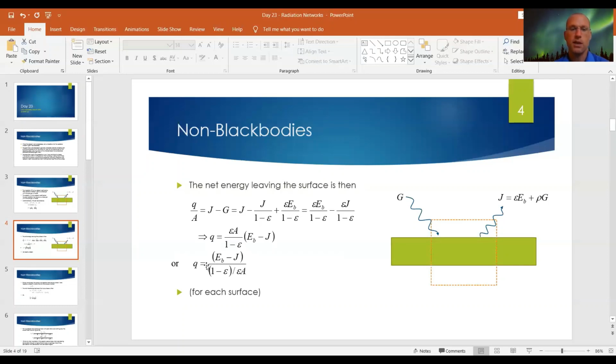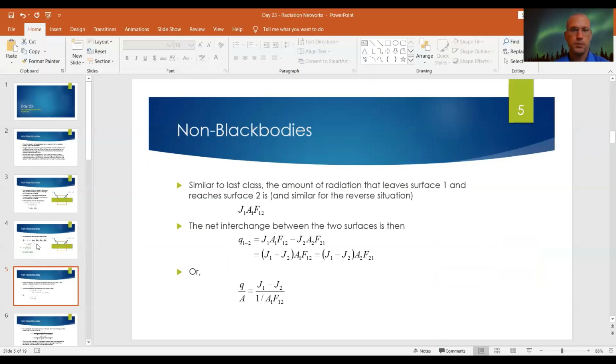This resistance basically comes from the fact that not all the energy leaves the surface. There's this epsilon involved, and so because not all the energy is leaving the surface, there's a resistance associated with that. Not all of it makes it out. So that's just for the object itself.